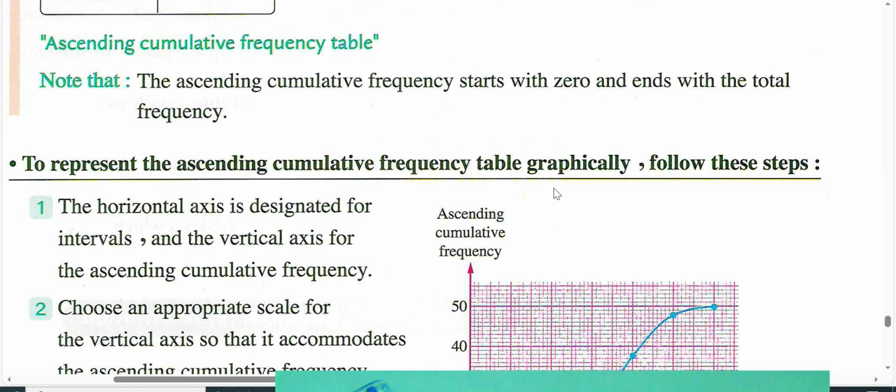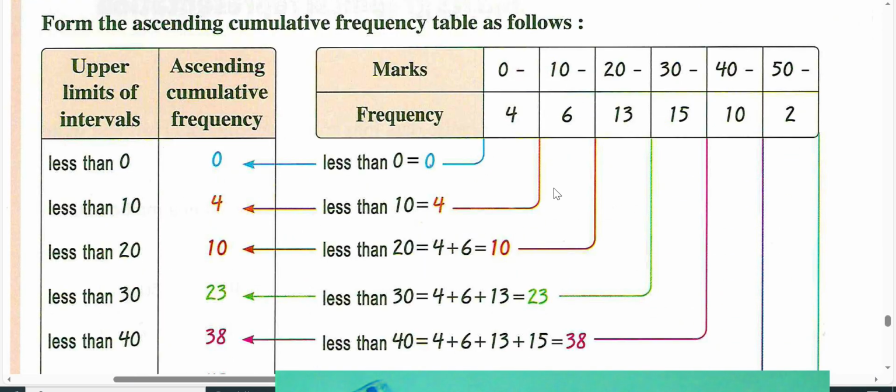And what about this table? It contains the upper limits of intervals and the ascending cumulative frequency. Look here. Less than 0, 0. Less than 10, 4. Less than 20, 6 plus 4. Less than 30, 13 plus 6 plus 4, and so on to complete this. So you must draw this table, upper limits of intervals and ascending cumulative frequency, to solve an example.